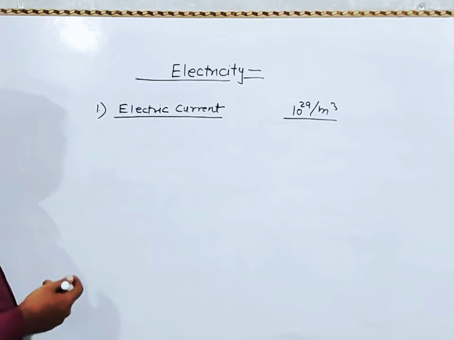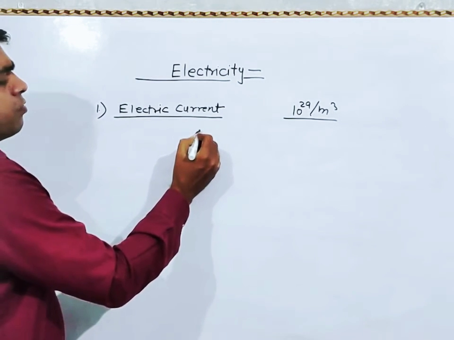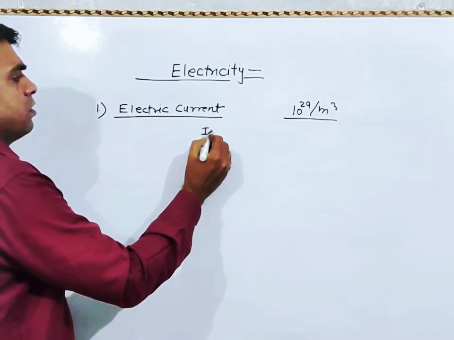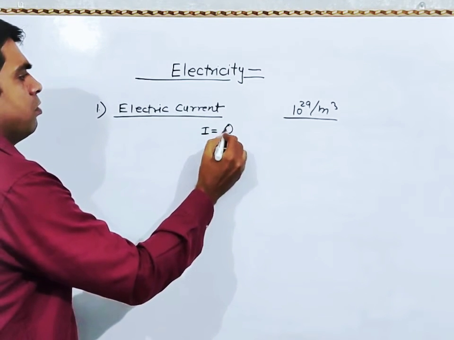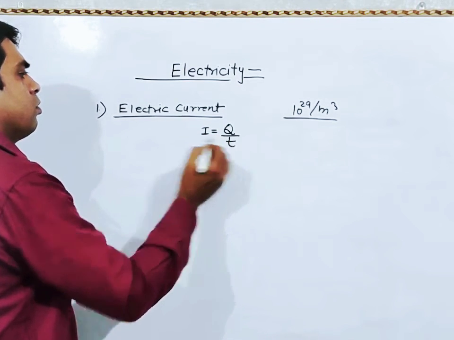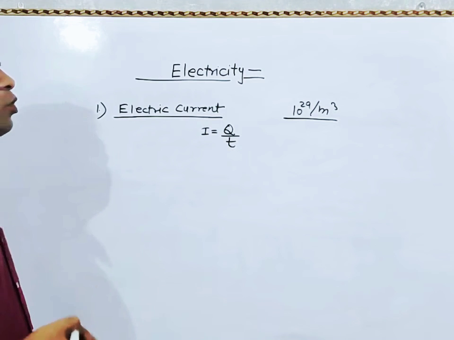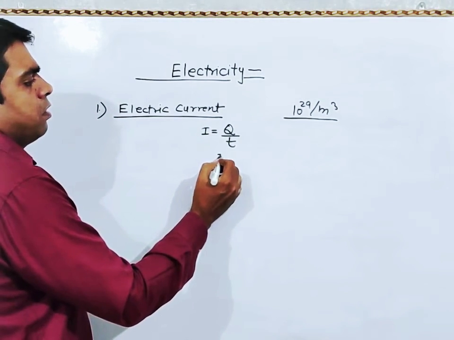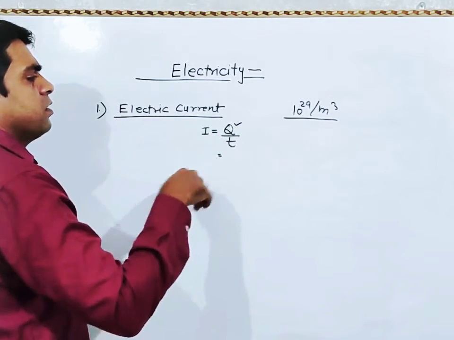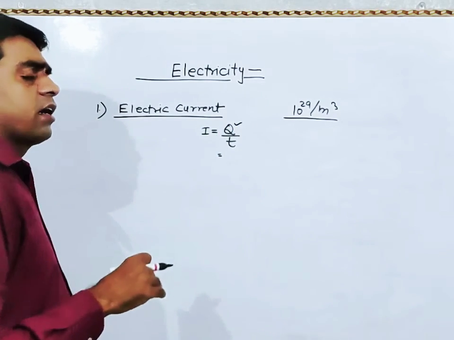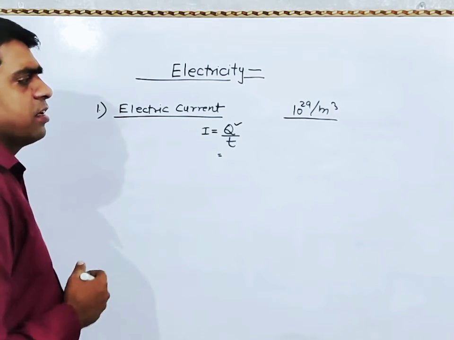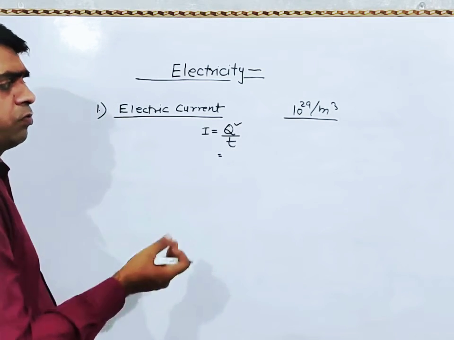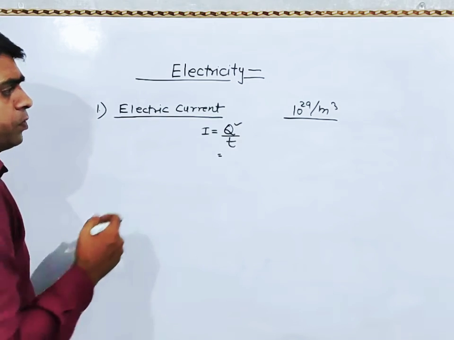So what is the electric current? Electric current is the rate of flow of charge. I is equal to Q by T. इसी को क्या कहते हैं? इलेक्ट्रिक करंट कहते हैं. And here Q is the charge, the number of charges that is present inside the conductor, and T is the given time in which they flow from one point to another point.